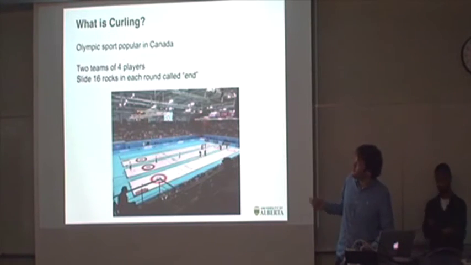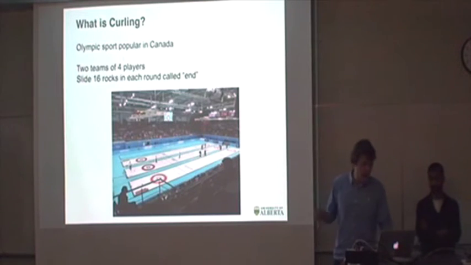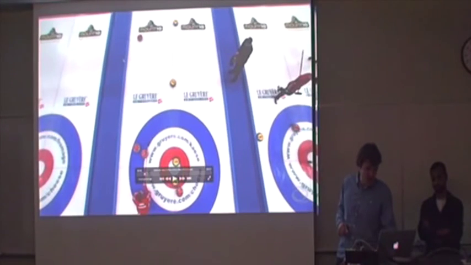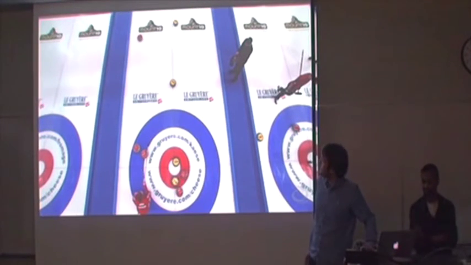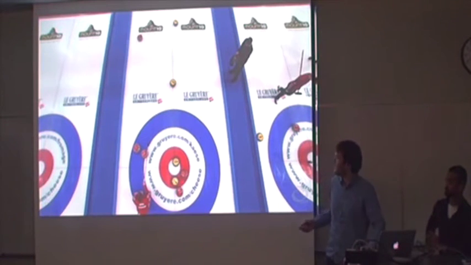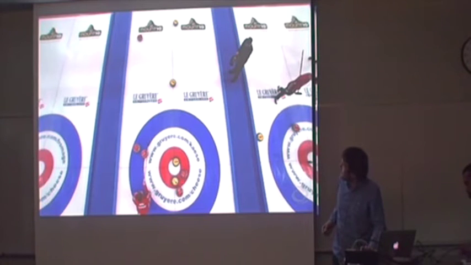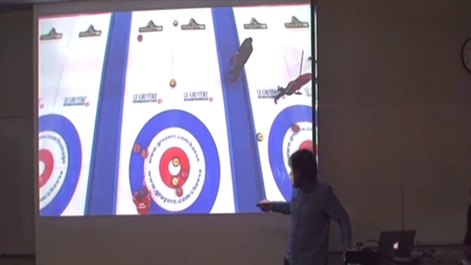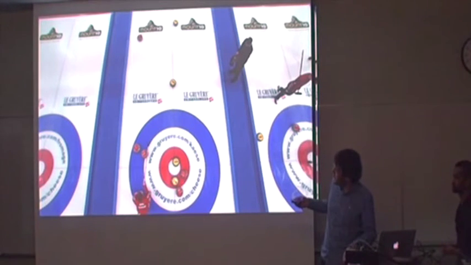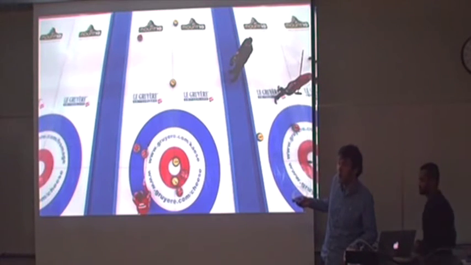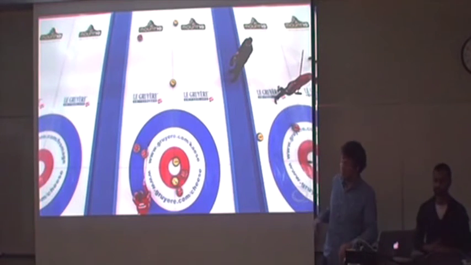There are 16 rocks, so each team is sliding 8 of them, alternating their shots. If you have never seen anything like that, I have a very short video of one shot. This is the situation somewhere during the game. The red stones are for one team, the yellow stones are for the other team, and now there is another stone going, probably a red one. Currently, the closest rock is this yellow rock, so if nothing changes, yellow would get 1 point. No, 2 points, because this is 1 point, this is the second point, and the third rock in the order is the red one, so that's why it's 2 points for yellow.